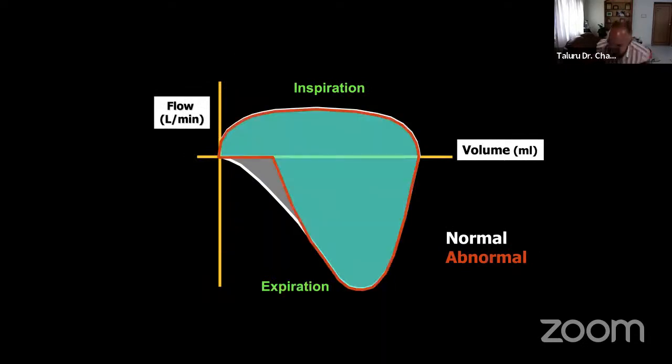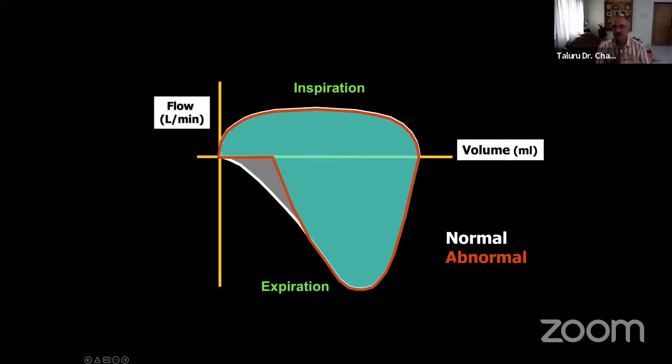So what is the problem here? On which line is there a deficiency? This is flow versus time. This is inspiration. Then this is expiration. Expiration was supposed to go here. It has not gone here. It has gone here. So which is this line?